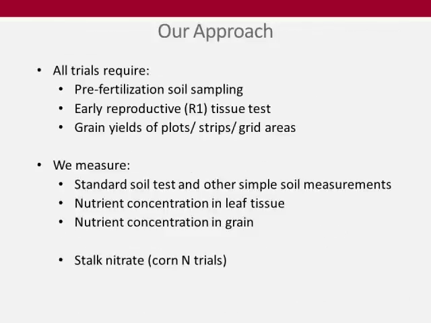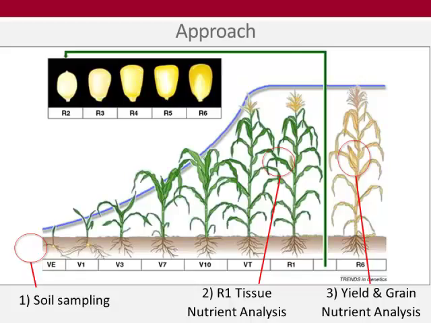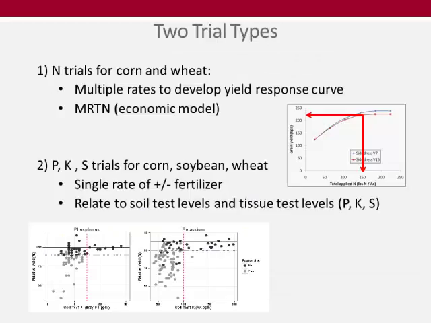So our approach is essentially a pre-fertilization soil sampling. We typically do an early reproductive tissue test for nutrient concentration, and then we measure the grain yield and the grain nutrient concentration. In other words, the same information: soil sampling, say yearly, R1 tissue for corn, and then grain and nutrient analysis. There are some details we don't need to go into, but there are really two fundamental trial types that we're talking about.